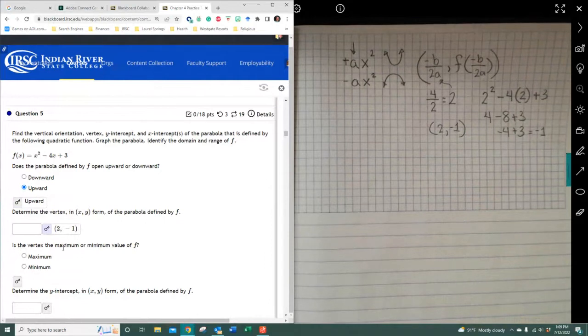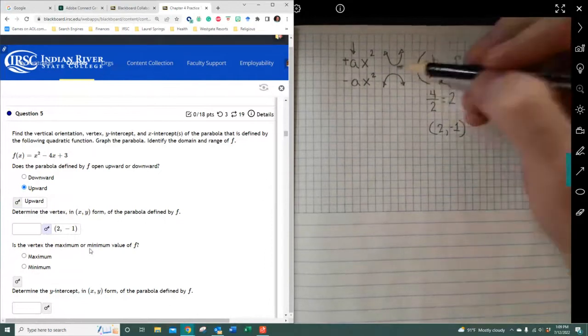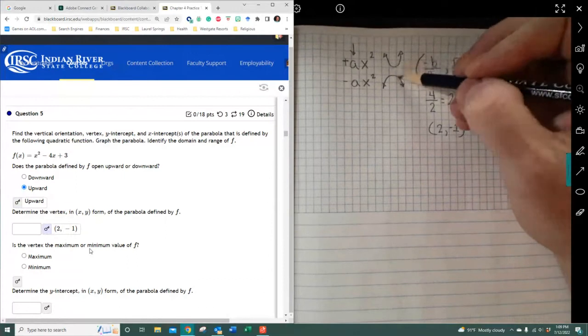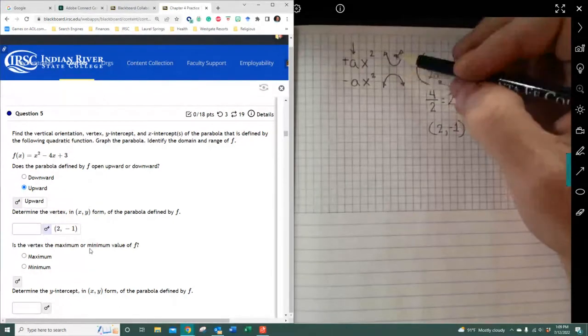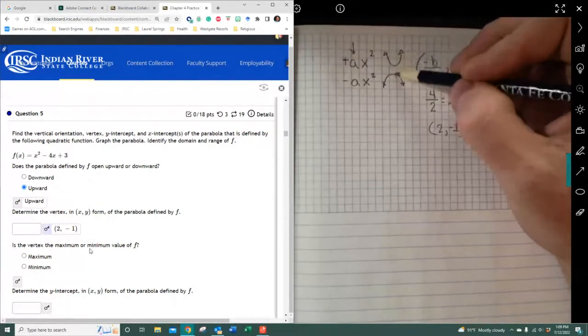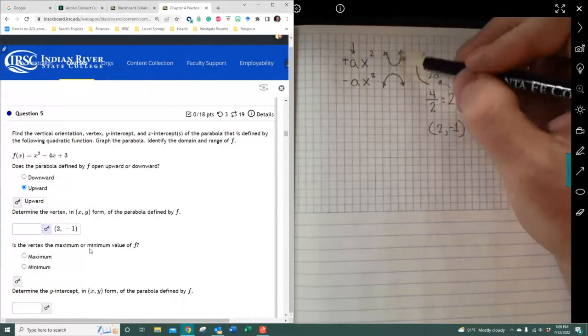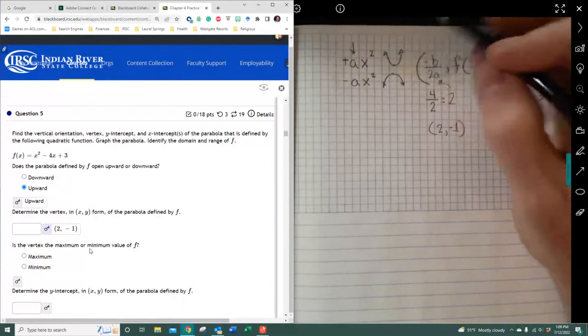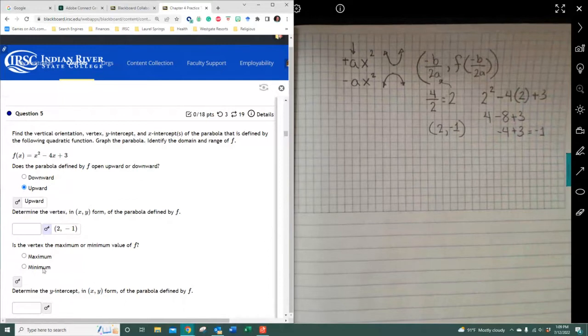Now, is the vertex a maximum or minimum? Depends on if it's upward or downward bound. Everything's dependent on that. If it's a downward bound parabola, it would be a maximum. If it's an upward bound parabola, which this is, it would be a minimum.